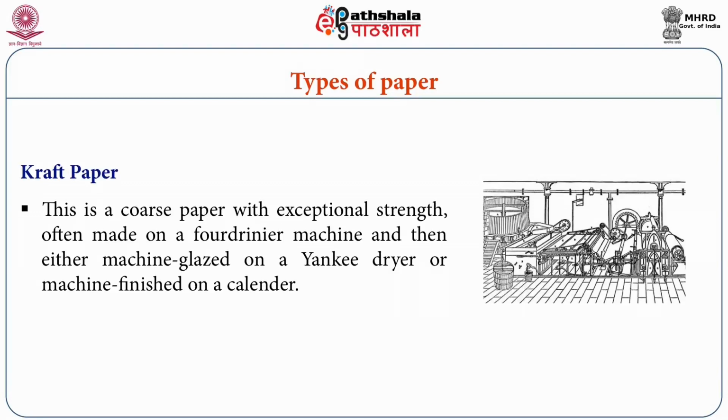This is typically a coarse paper with exceptional strength, often made on a Fourdrinier machine and then either machine glazed or Yankee dryer or machine finished on a calender. It is sometimes made with no calendering so that when it is converted into bags, the rough surface will prevent them from sliding over one another when stacked on a pallet.